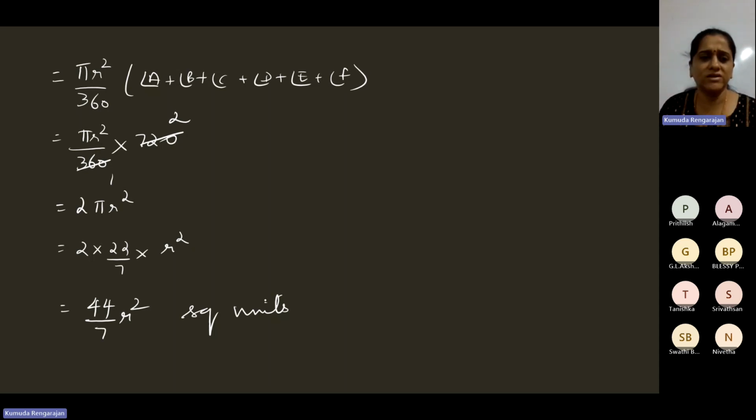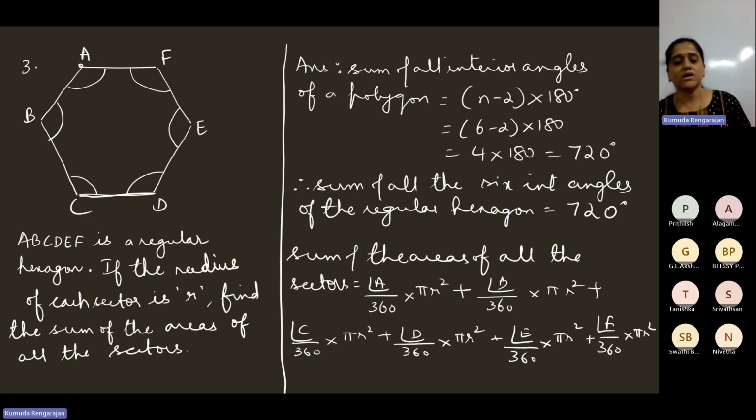We don't know the radius. Nothing is given. Our radius is r. The radius of each sector is r. The numerical value is not given.